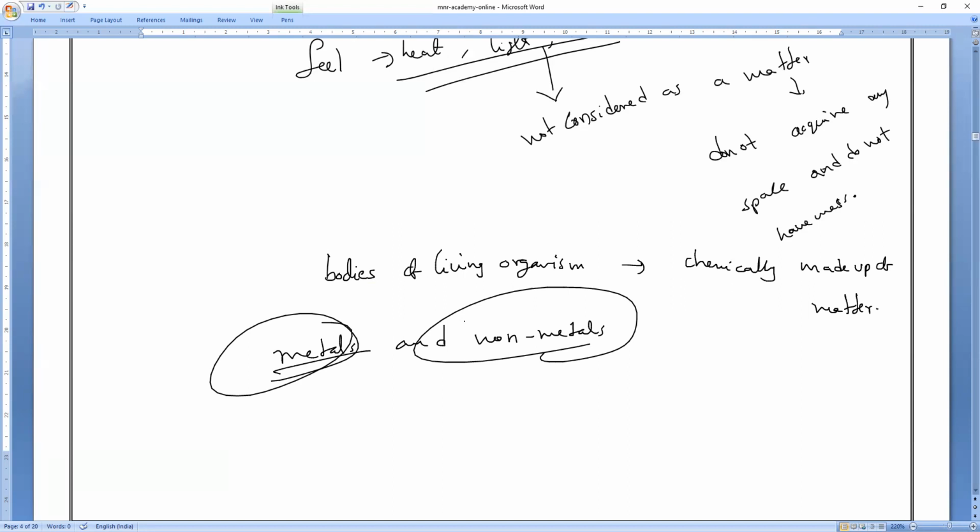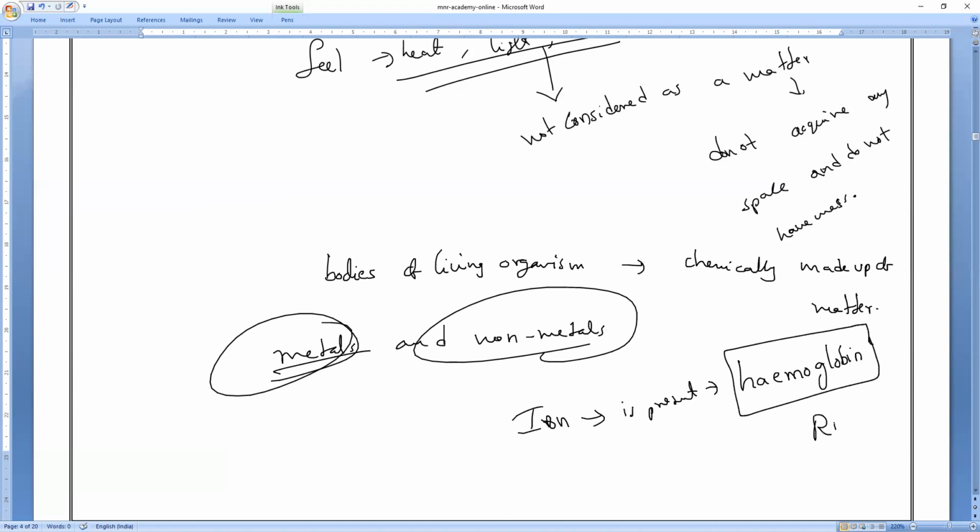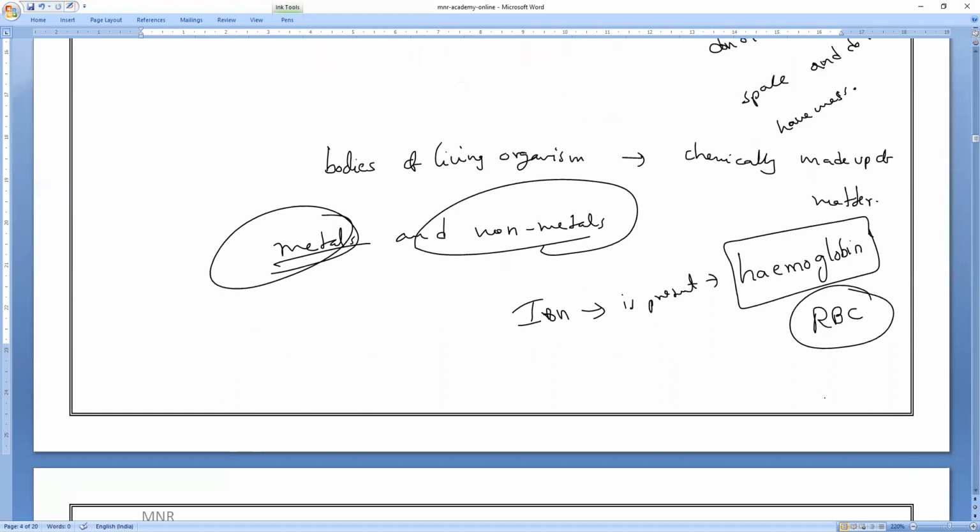If you take, suppose, iron is present in our body somewhere, in the main transportation system. Can you tell me where iron is present inside our body? Not blood vessels. Who is carrying the oxygen? Hemoglobin, in the RBC, red blood cells. The respiratory pigment is called hemoglobin, which contains iron. So some non-metals are also present in our body.